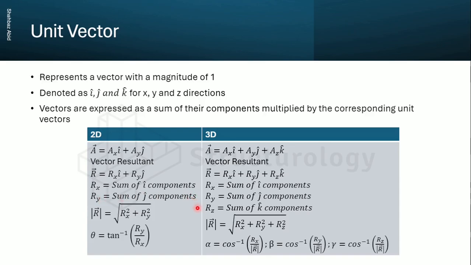In the case of 3D, we have to add all the k components of that vector. So we can get the resultant now. It's going to be again the same way, the square root of Rx squared plus Ry squared in the case of 2D. In the case of 3D, we are going to have Rz squared as well. And the direction, we can again get it as Ry over Rx. In the case of 3D it is going to be alpha, beta and gamma.